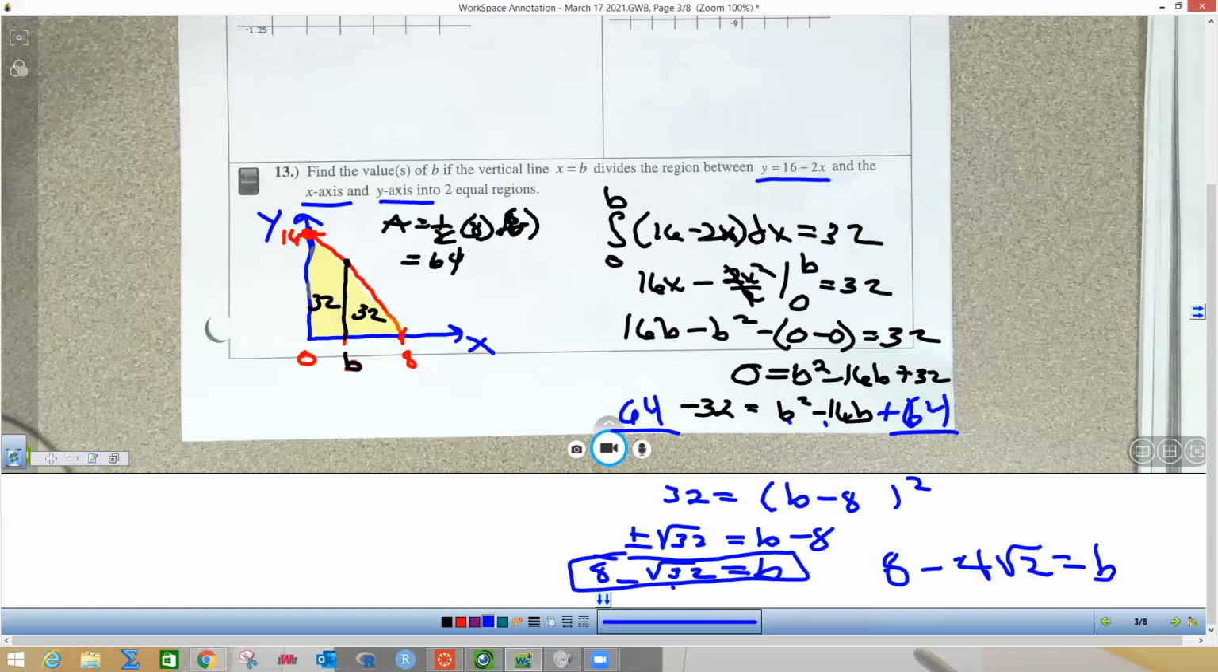Okay? Question. Do you guys think that's faster than the quadratic formula? Because I sure do. I like that method better. I wish we taught it only, but we don't.